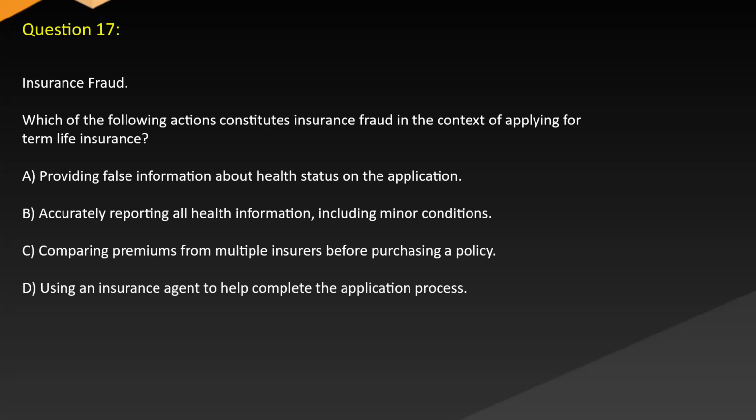Question 17. Insurance fraud. Which of the following actions constitutes insurance fraud in the context of applying for term life insurance? A. Providing false information about health status on the application. B. Accurately reporting all health information, including minor conditions. C. Comparing premiums from multiple insurers before purchasing a policy. D. Using an insurance agent to help complete the application process.